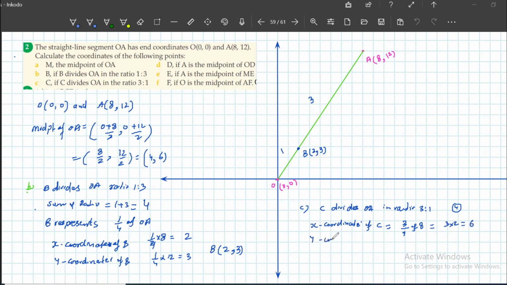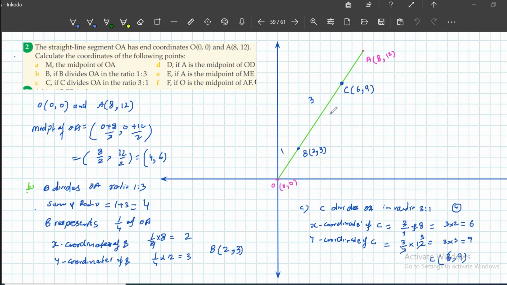Same as the y coordinate of C, which is 3 over 4 of the y coordinate of OA, which is 12. So 3 multiplied by 12 over 4, so 3 multiplied by 3, 9. It means the required coordinate of C is 6 comma 9. So 6 unit right, 1 2 3 4 5 6, and 9, 1 2 3 4 5 6 7 8 9. This is the point where you can show C, and the point is 6 comma 9.